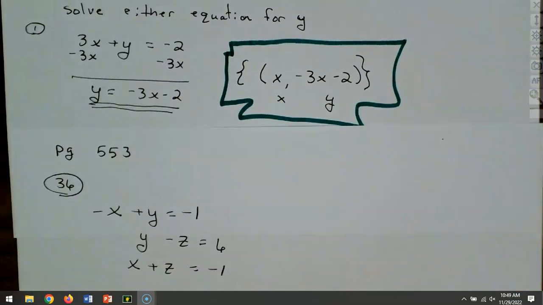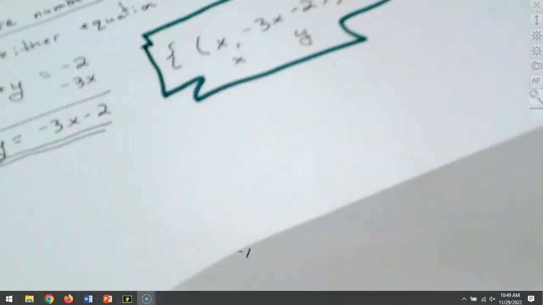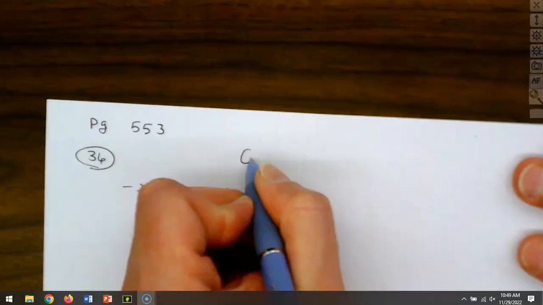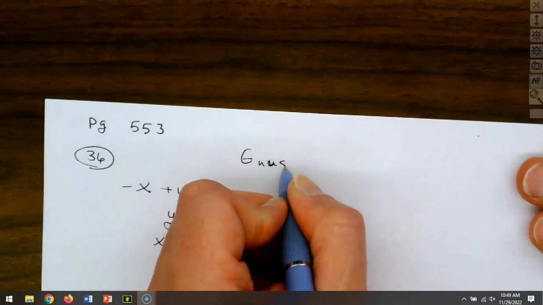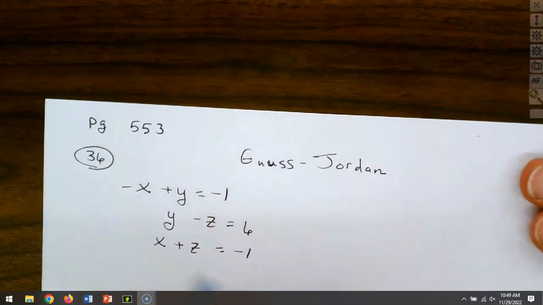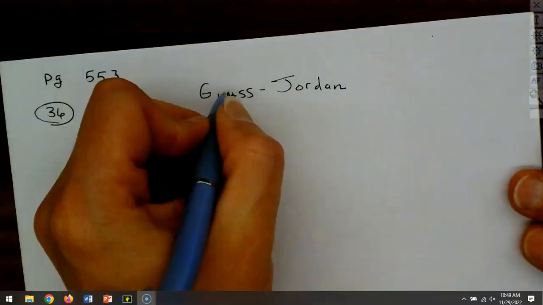Okay, so let's make sure we copy it down correctly. It's so easy to make a mistake here. Shouldn't take us too long to work this one out. And I only gave you one of these. And I tried to make it pretty easy for the elimination. So we're going to be using what's called Gauss-Jordan elimination.